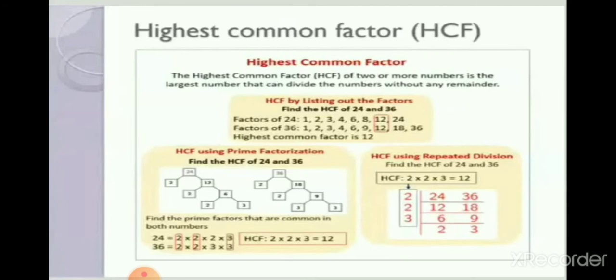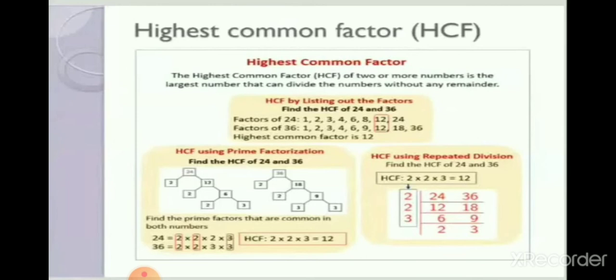Okay, so let us have a look at first finding the HCF of 24 and 36 by listing out the factors. The factors of 24 are 1, 2, 3, 4, 6, 8, 12 and 24. Factors of 36 are 1, 2, 3, 4, 6, 9, 12, 18 and 36. So you can see there are many common numbers, but the highest common factor is 12. So your HCF will be 12.